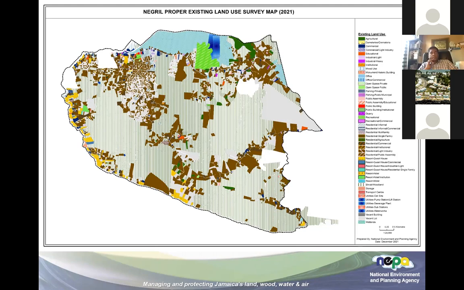Now, the idea of preparing the zoning maps, we will now look at the trends of development. We will look at the projected population growth within these areas to determine the allocation of land uses for the area.